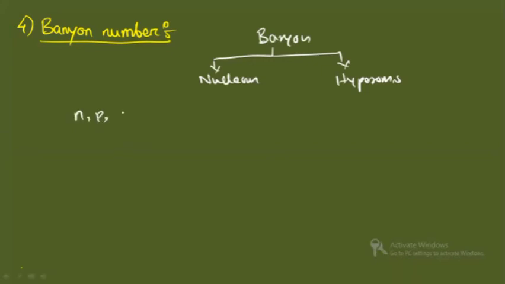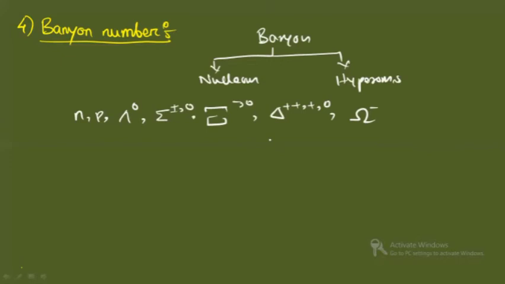Nucleons will be neutron and proton. For hyperons, you will have Lambda, Sigma plus, minus, 0, Xi minus and 0, then Delta plus plus, plus, 0, and again Omega. So the baryon number also must be conserved in all the reactions.